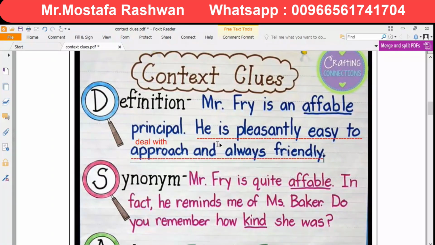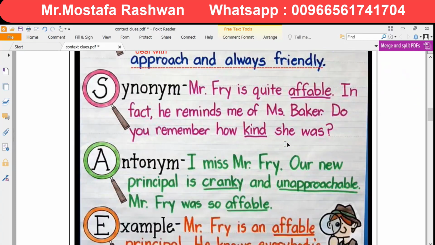So what is the meaning of affable here? Kind. So he's a kind person or a friendly person, some approachable person. Approachable means you can talk to him easily, you can sit with him, have a cup of coffee, and so on. Okay, so let's see. This is one technique. Let's check the second technique, the synonym.